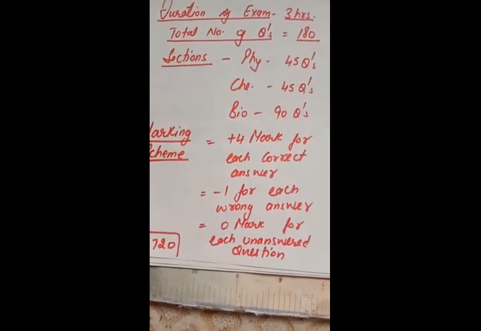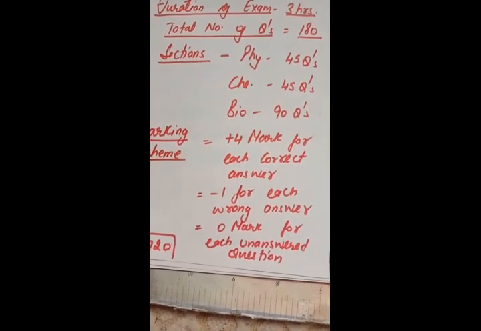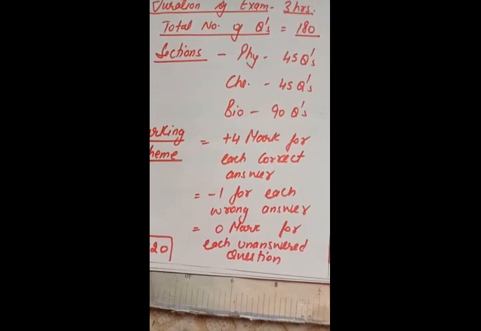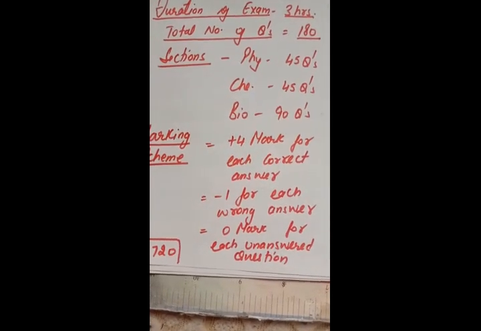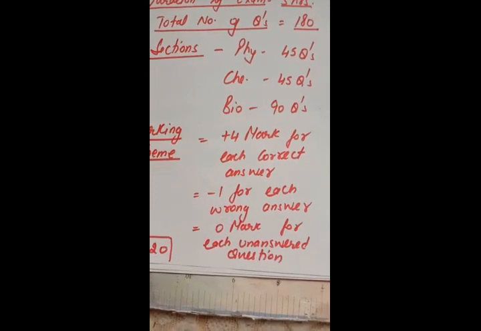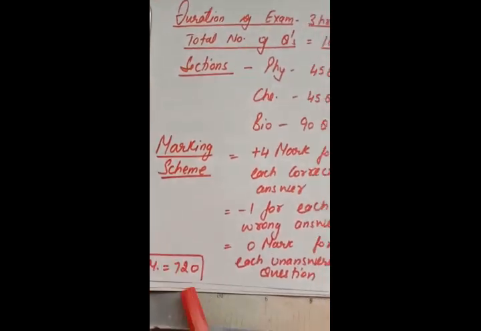This means you have to take care: for every correct answer you will get +4 marks, and for every incorrect answer there is -1 mark. So negative marking is there, and the total paper is of 720 marks.